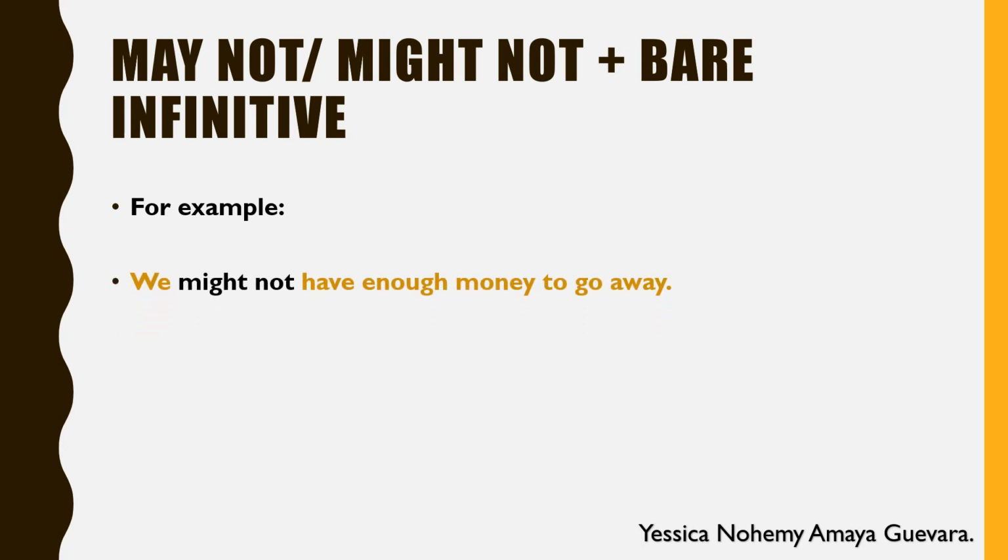For example, we might not have enough money to go away. I think it is possible that we haven't enough money. As you can see in this example, we use "might not" plus the verb infinitive "have". The second example, they might not be ready. I think it is possible that they are not ready. As you can see, we use "might not" plus the verb infinitive "be".